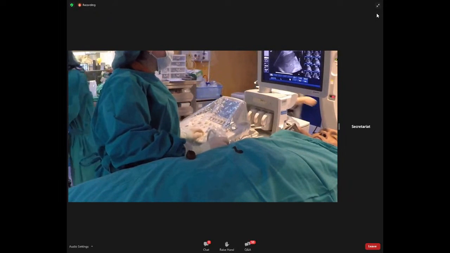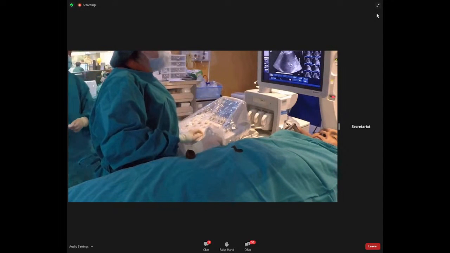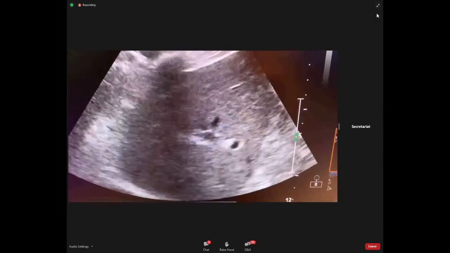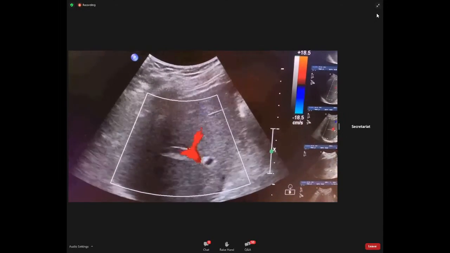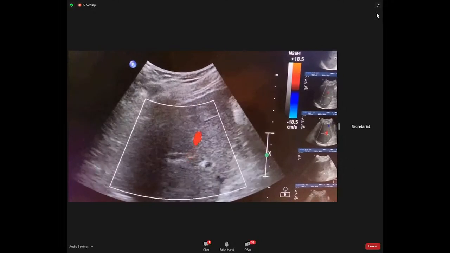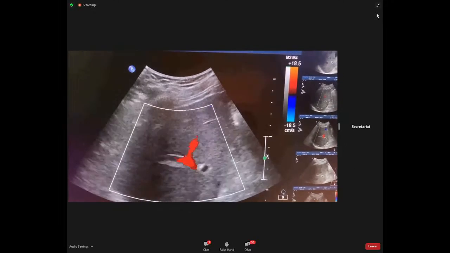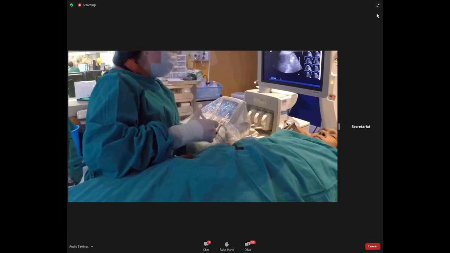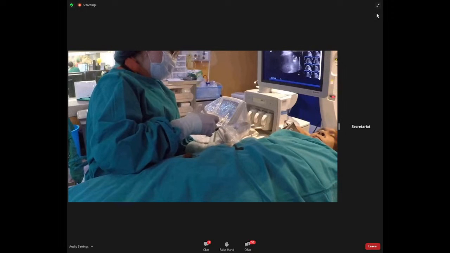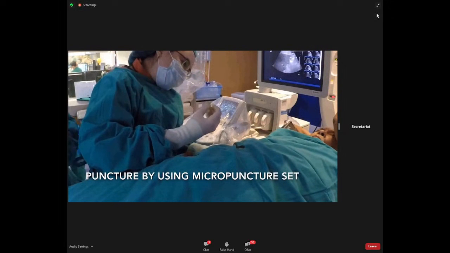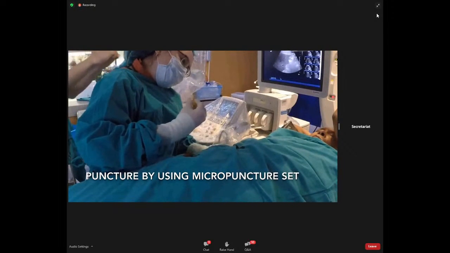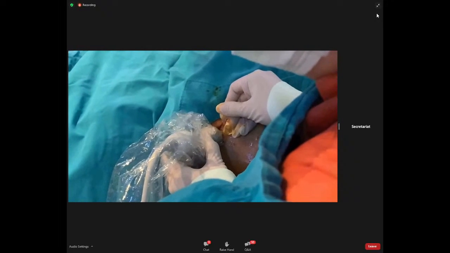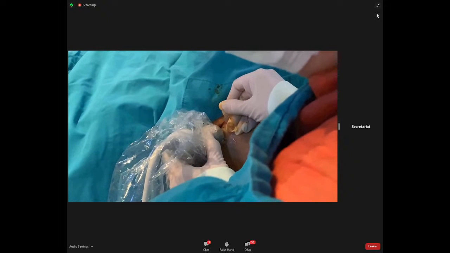The procedure starts with aseptic technique. The patient underwent mild conscious sedation. First, we perform grayscale ultrasound to see if there is any tumor in the needle path, and then we do color Doppler ultrasound to check vascular patency and identify segment 5 branches. Then we perform local anesthesia with 2% xylocaine injection. I usually use micropuncture set, but sometimes I use spinal needle for puncture of the portal vein.